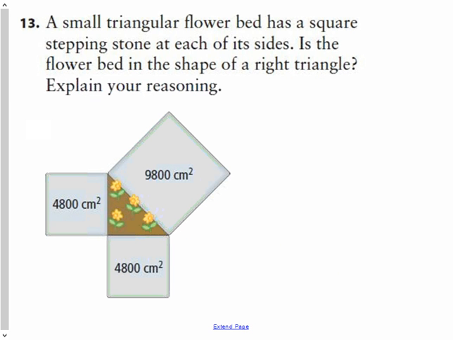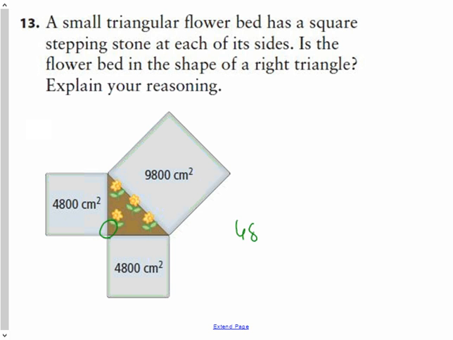Question 13. There's a picture of a person who made a triangular garden. For whatever reason, they made a triangular garden. And they wanted to know, is this going to be a 90-degree angle? Because, of course, the daffodils or whatever they're growing in their garden can't grow unless the angle is at 90 degrees. So they have to see.